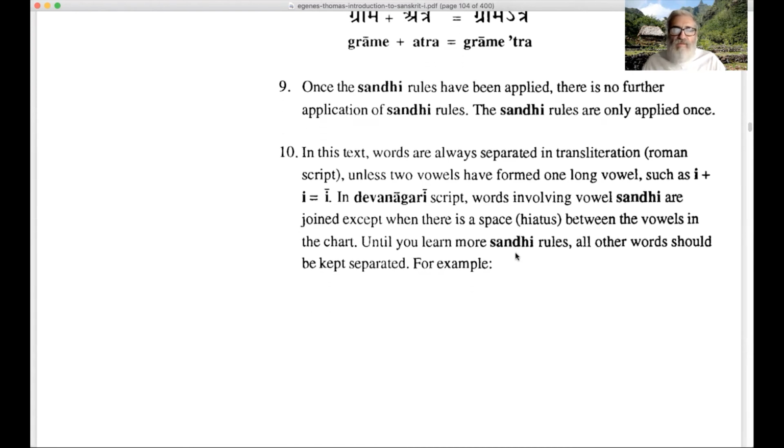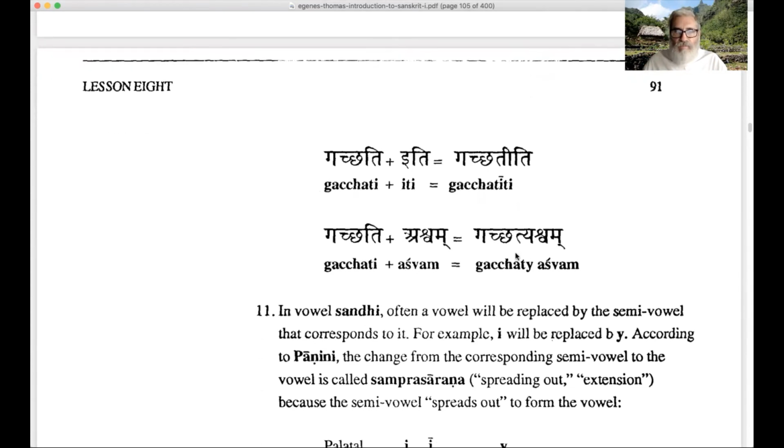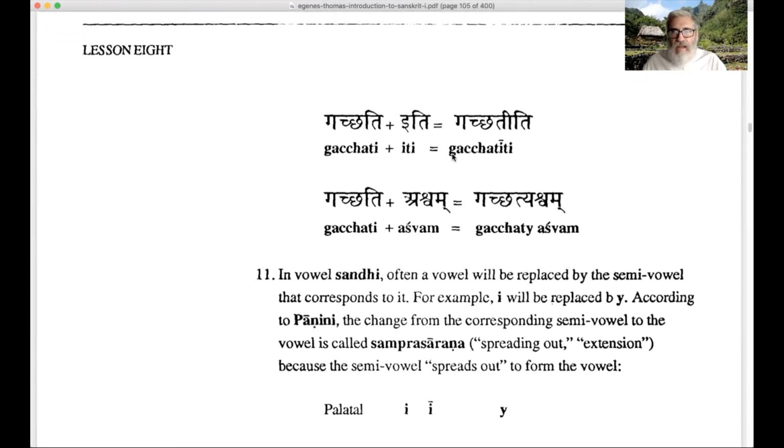So words involving vowel sandhi are joined except that there's a space or hiatus between the vowels in the chart. Until you learn more sandhi rules, all other words should be kept separated. For example, we have gachati plus iti becomes gachatiti, and you see that they're written together. You have gachati plus ashwam becomes gachatashwam, but he's specifically breaking the words here so that you can see that they're two words. Otherwise you might not know that they're two words.